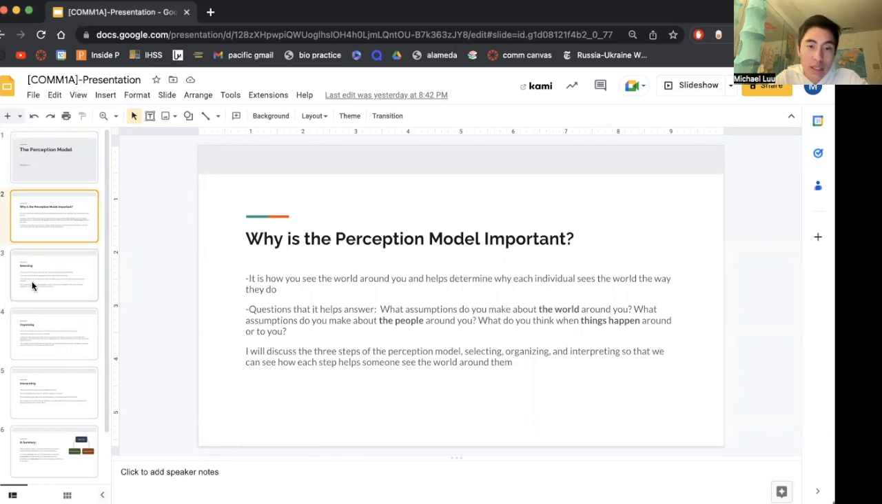So, what exactly is perception? Perception is how someone sees the world around them. It is influenced by many factors, which will be discussed more later when organizing is discussed.